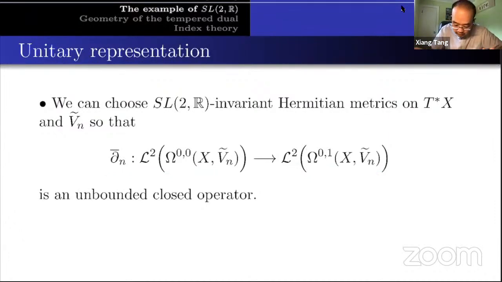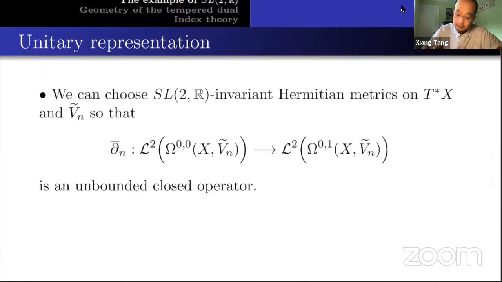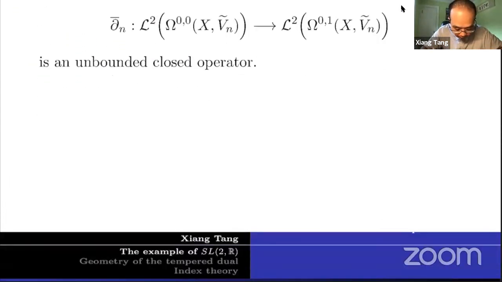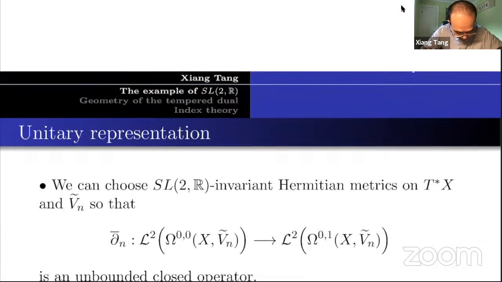And now with this L2 structure, this Tbar operator actually naturally extends. This Tbar operator involves differentiation, so it's not a bounded operator. It's an unbounded operator, but it's a closed operator. So that's the kind of nice operator we can work with. Actually, it's also elliptic. Okay, so that's the operator we have.